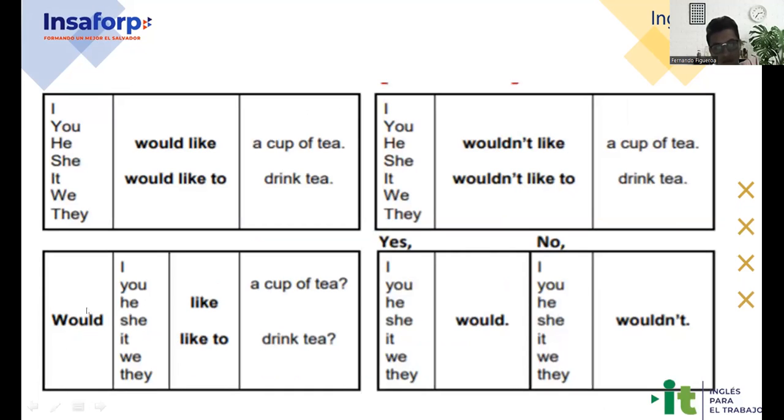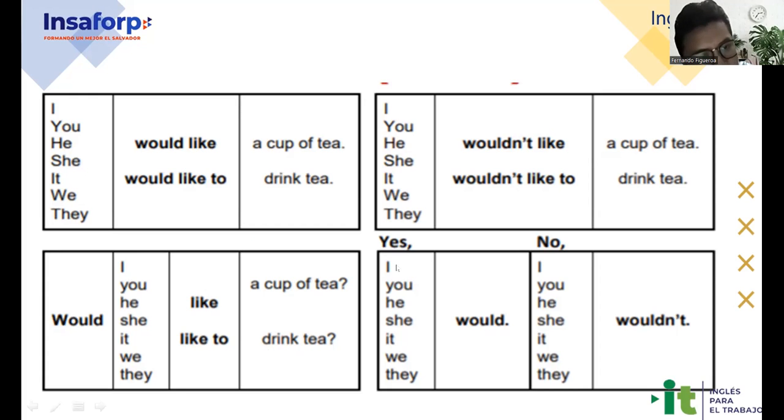Y pues acá tenemos las preguntas. Con las preguntas lo que hacemos siempre es la inversión. Ponemos primero el would, y después va el subject, seguido del verbo. Y el complemento puede ser un infinitivo, puede ser un sustantivo. Would you like a cup of tea? Es un ofrecimiento. O puede ser, would she like to drink tea? También puede ser un ofrecimiento.